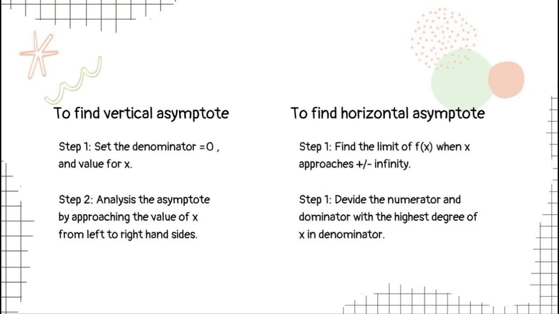To find the vertical asymptote, step 1, we need to set the denominator equal to 0 and solve for x. Step 2, analyse the asymptote by approaching the value of x from the left and right hand side. To find the horizontal asymptote, step 1, we need to find the limit of f(x) when x approaches positive and negative infinity. Step 2, we need to divide the numerator and denominator by the highest degree of x in the denominator.